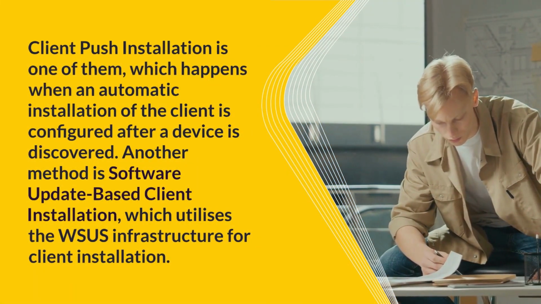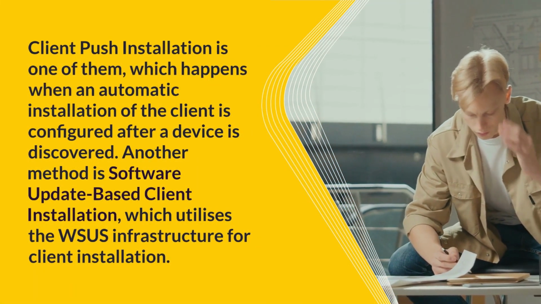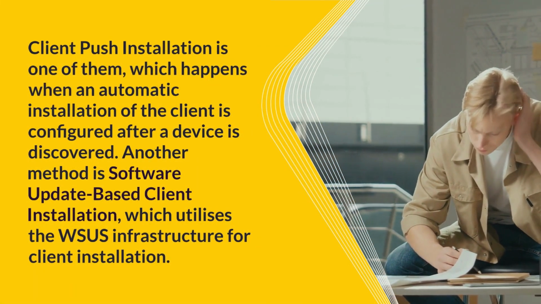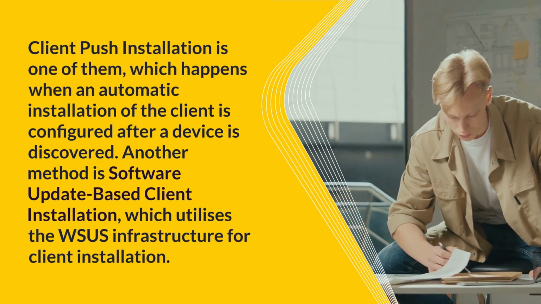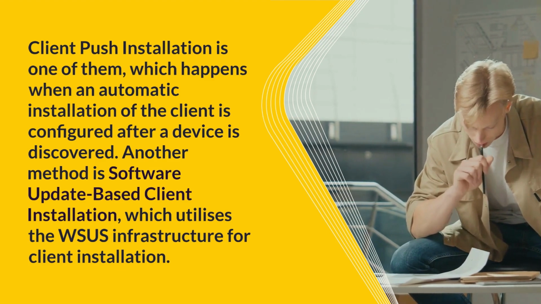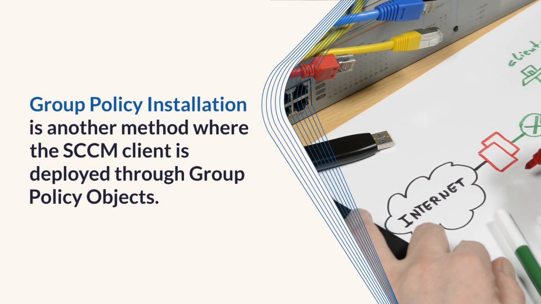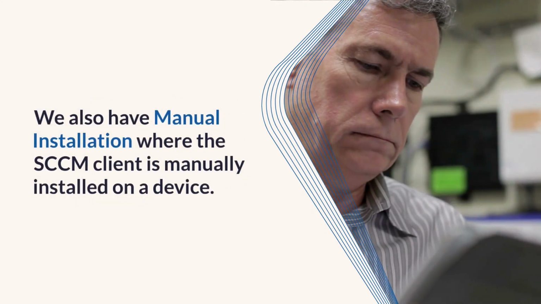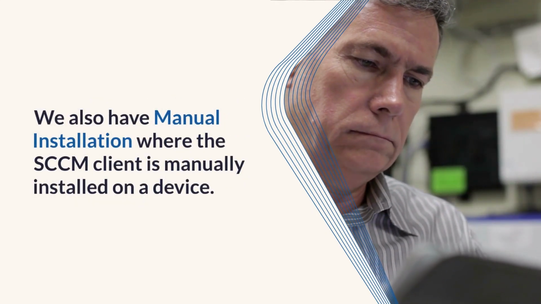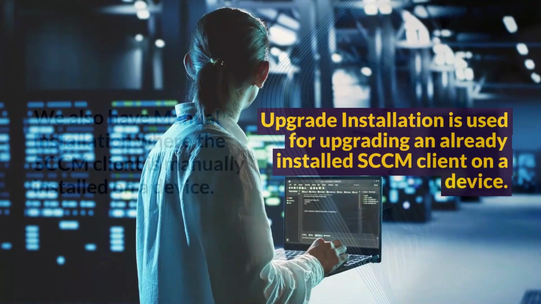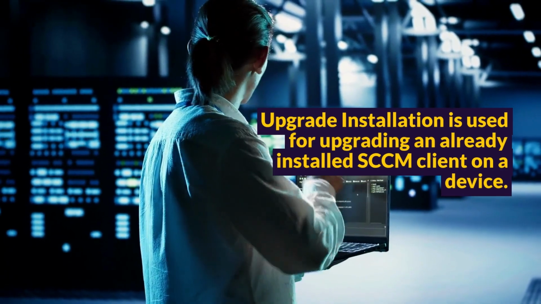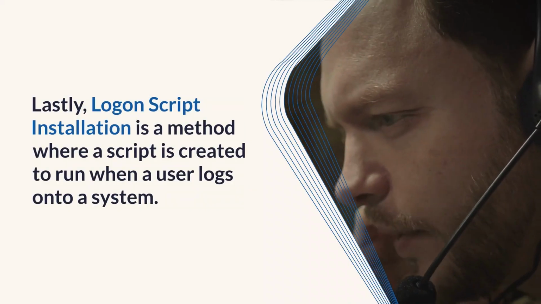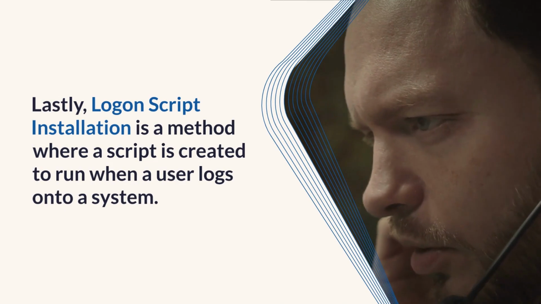Client push installation is one of them, which happens when an automatic installation of the client is configured after a device is discovered. Another method is software update-based client installation, which utilizes the WSUS infrastructure for client installation. Group policy installation is another method where the SCCM client is deployed through group policy objects. We also have manual installation where the SCCM client is manually installed on a device. Upgrade installation is used for upgrading an already installed SCCM client on a device. Lastly, logon script installation is a method where a script is created to run when a user logs onto a system.